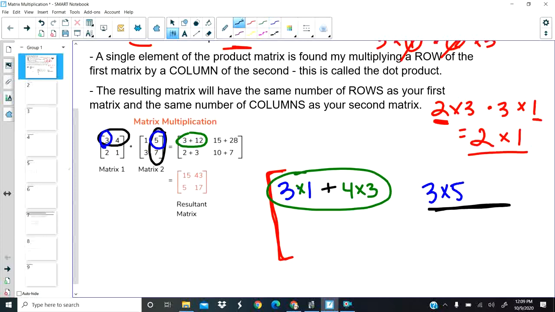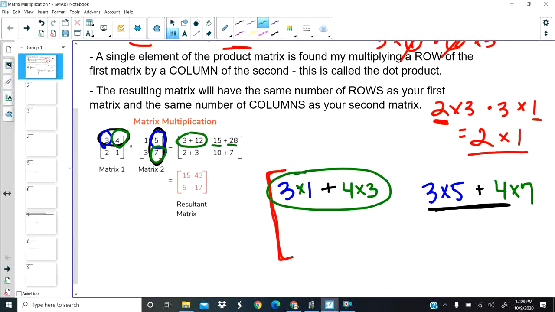And then to that, I would want to add the second number in the row of my first matrix times the second number in the column of my second matrix. So that is 4 times 7. And so that 3 times 5 gives you this 15, and the 4 times 7 gives you this 28.